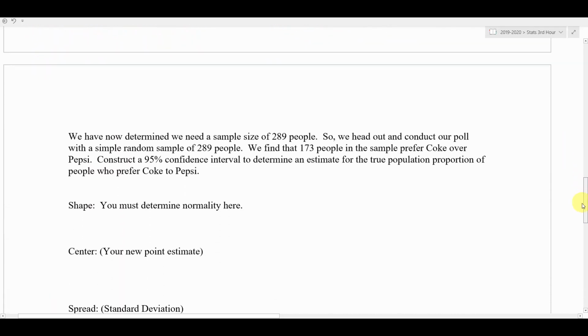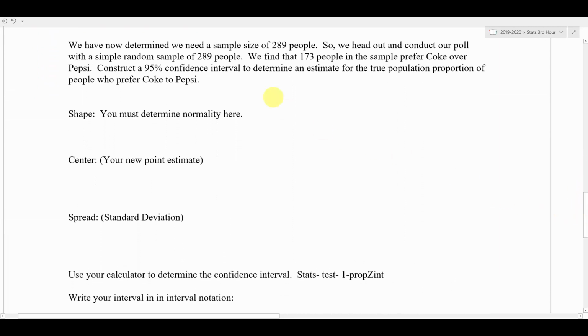We've got to actually do a confidence interval here. So now we've got the sample size of 289. So we kind of go through our requirements. We need to make sure that this is going to normalize. We have to make sure that the number of successes and the number of failures is bigger than 10, okay? So I go out as the researcher working for Coca-Cola. I find 289 random people. I ask them what they prefer. I find that 173 of them prefer Coke over Pepsi.